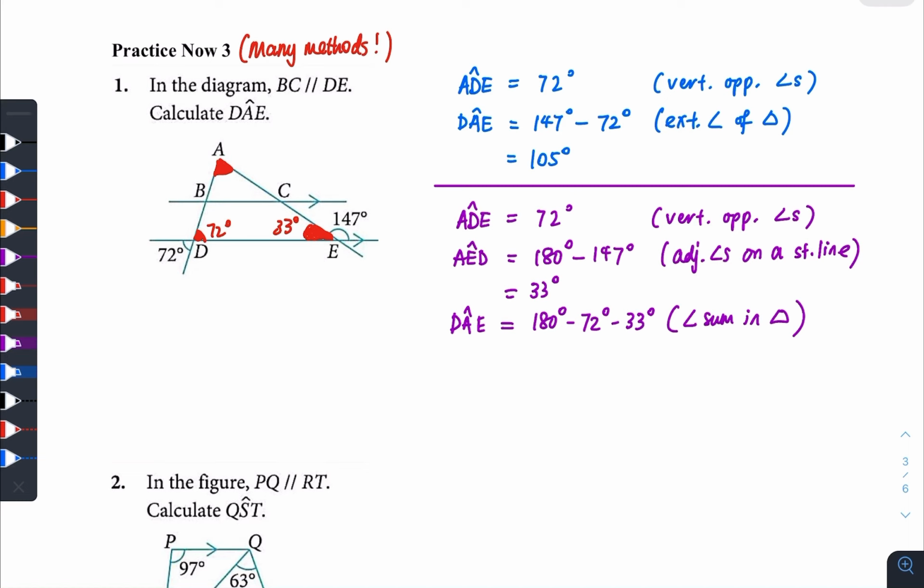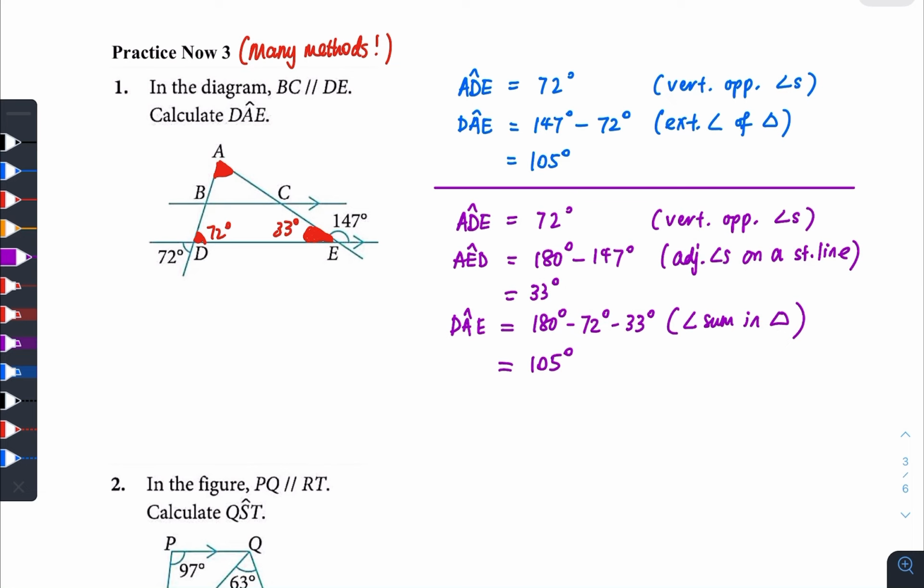Okay, my final answer is going to be 105 degrees. Yeah, 105 degrees. Okay, so here we go. Okay, so this is practice now 3, question 1.